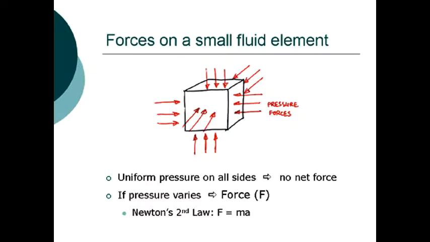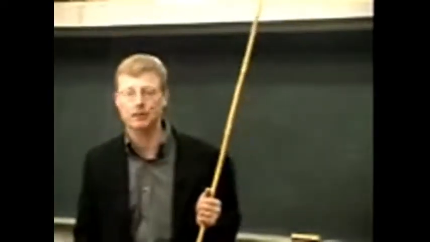But if the pressure varies, and I will come to that in a minute and explain what I mean by varying pressure, but if for some reason the pressure on the left is higher than the pressure on the right, then you can see we will end up having a net pressure force to the right. So if the pressure is not uniform, we might have forces on our imaginary fluid element.